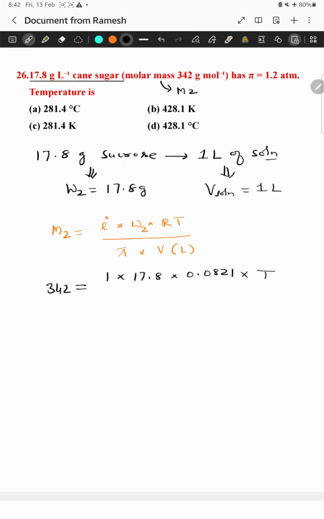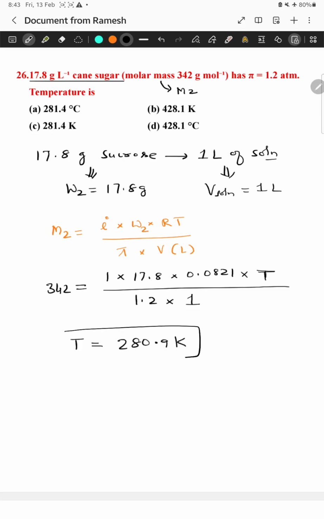So you have to find out temperature. So divided by osmotic pressure, they have given 1.2 and volume in liters is 1 liter. So after simplification, you will get temperature as 280.9 Kelvin. So in Kelvin you will get, because we have substituted in what? SI units. So therefore option C is the correct answer. Question number 26, option C.